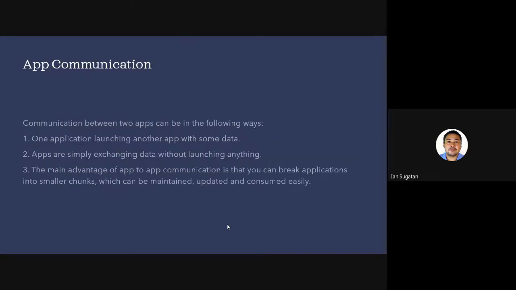So for app communication, this is the communication between two applications that can be in the following ways. First, one application launching another app with some data. And number two, apps are simply exchanging data without launching anything. And number three, the main advantage of app to app communication is that you can break applications into smaller chunks, which can be maintained, updated, and consumed easily.